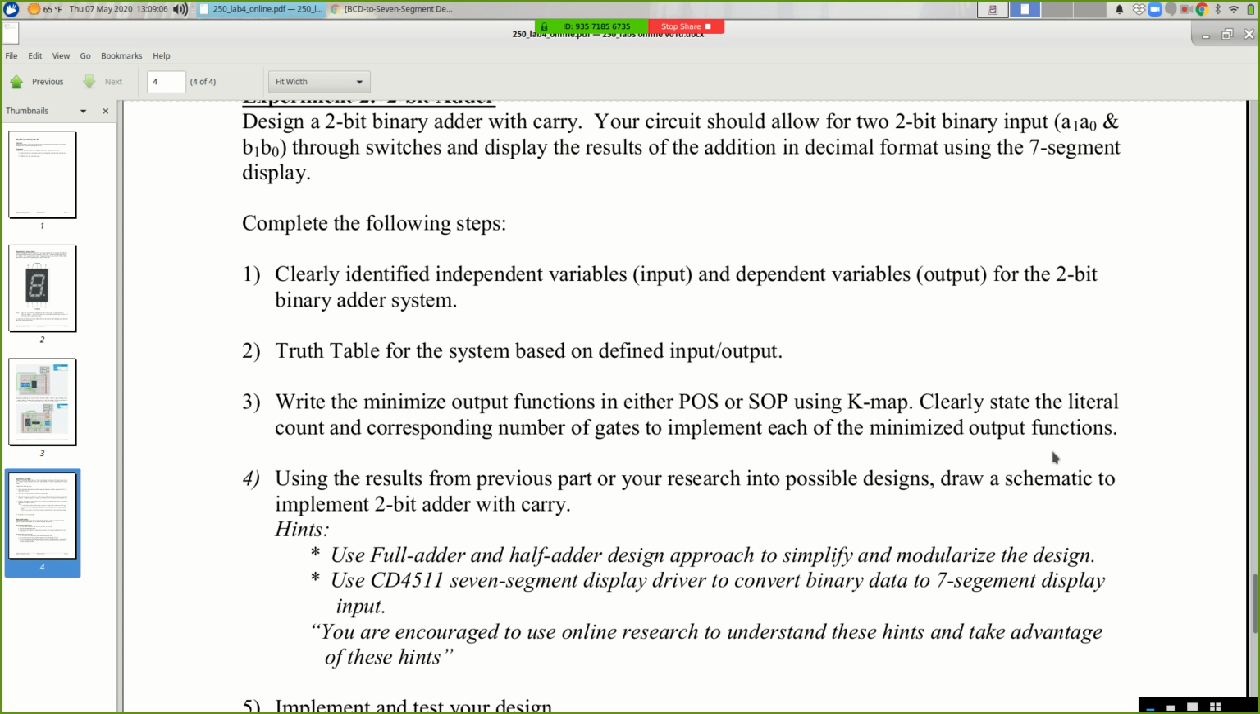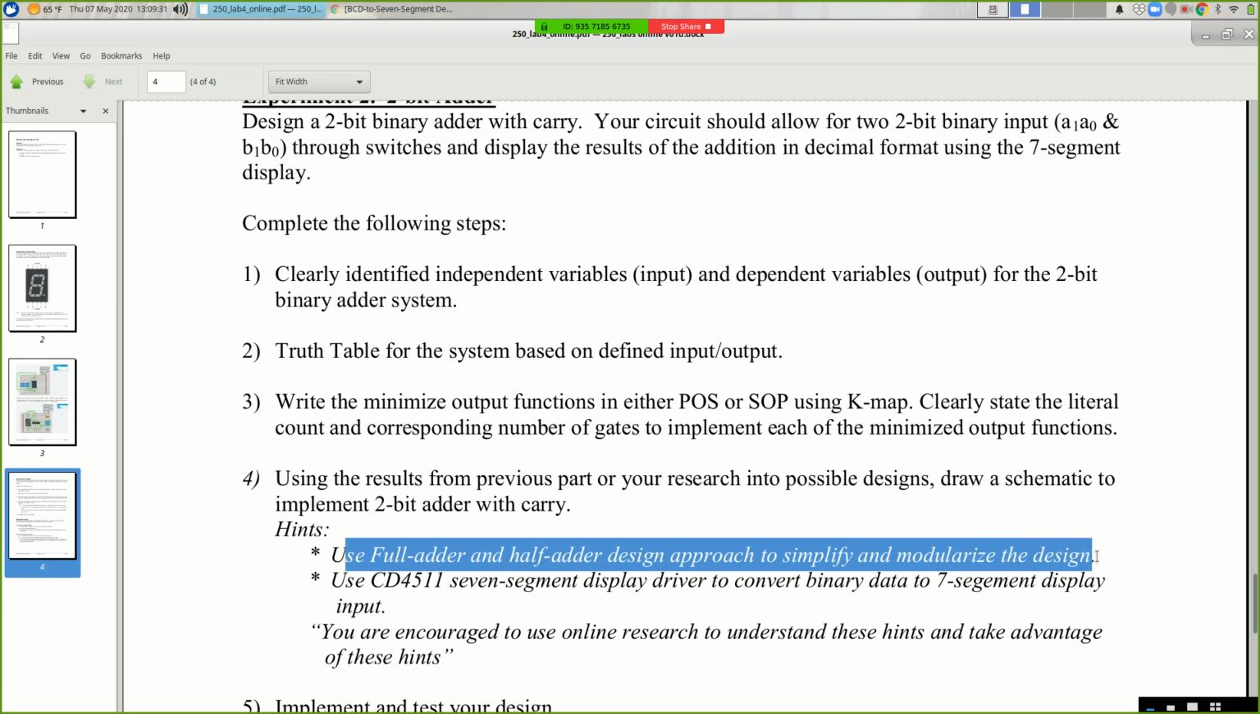Okay, when you're done with that, you're going to have a big mess. You're going to have something that you really do not want to build. And so step 4 says, using the results from the previous part or your research into possible designs, draw a schematic to implement the 2-bit adder with the carry. And here's the hint. Use full adder and half adder design to simplify and modularize the design.